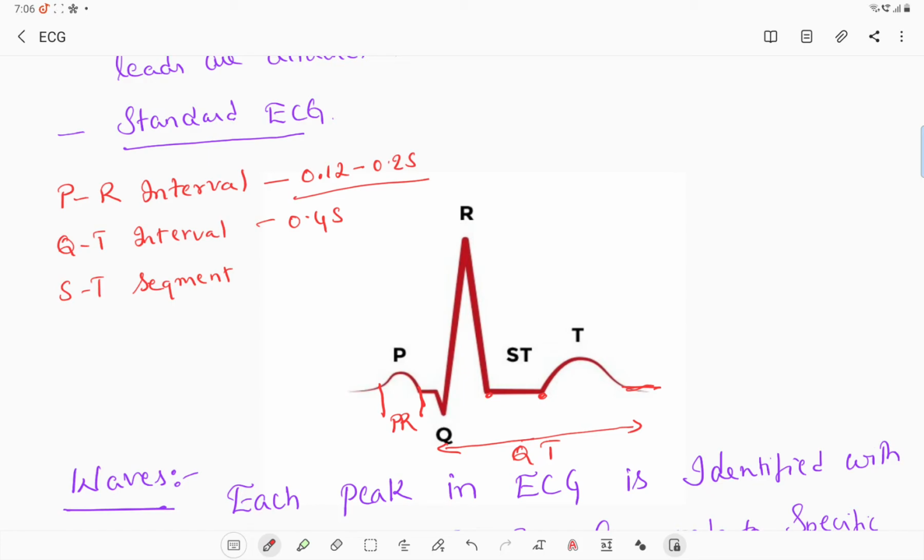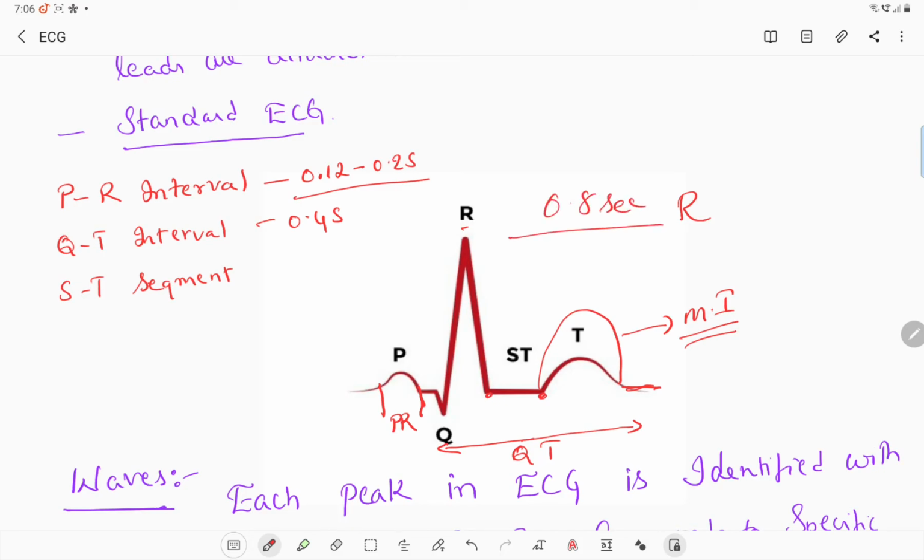The ST segment is the isoelectric or zero voltage period. If the ST segment is elevated, meaning it is increasing like this, it indicates myocardial infarction, that is nothing but heart attack. Then there is the RR interval. That means from one R, and again here the next R will be. The RR interval is the duration of one cardiac cycle. It is around 0.8 seconds.